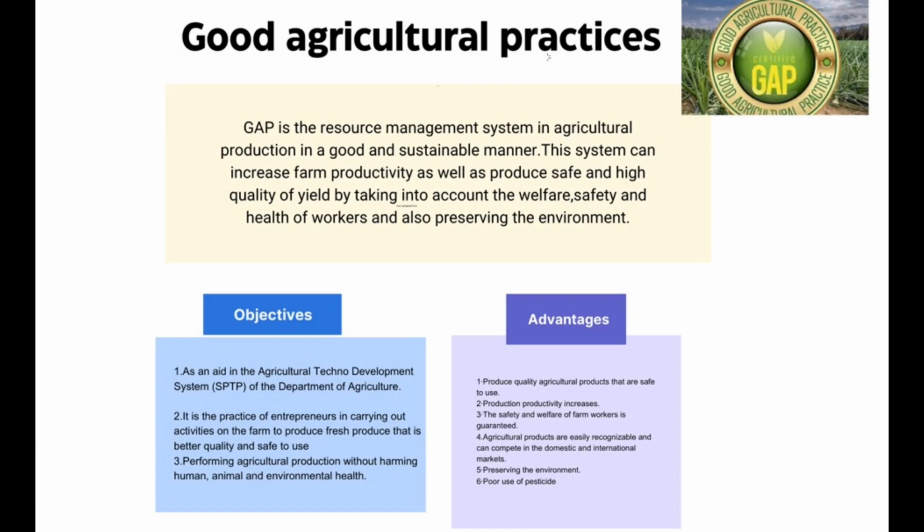Okay, as you know, in the good agricultural practices, they have a lot of advantages. Among them is that we can produce quality agricultural products that are safe to use. Besides that, the safety and welfare of farm workers is guaranteed. And other than that, agricultural products are easily recognizable and can compete in the domestic and international markets.